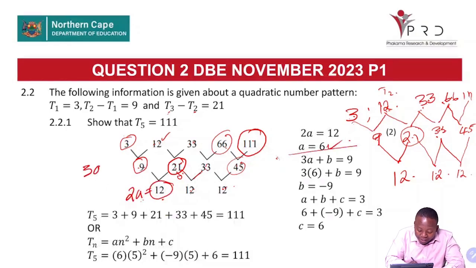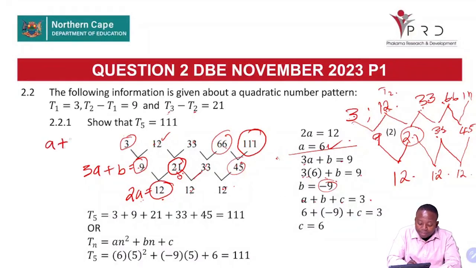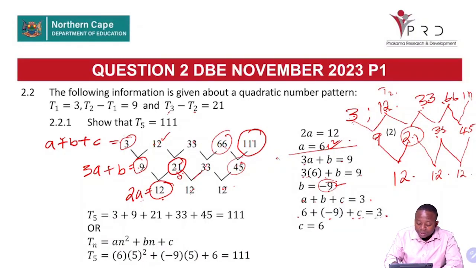We proceed. The second one is 3a plus b is equal to 9. Then the 3a in this case, we'll say 3a plus b. Our a is 6. We'll say 3 into 6 plus b is equal to 9. Then you solve for b. Then b is negative 9. Then we have a plus b plus c is equal to 3. So our a, we have it. It was 6. Then b was given to us as negative 9. So it's going to be 6 minus 9 plus c is equal to 3, which is equal to the first one there. Then our c is equal to 6.